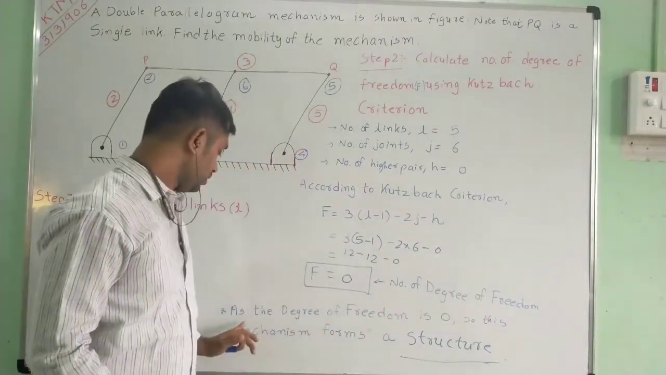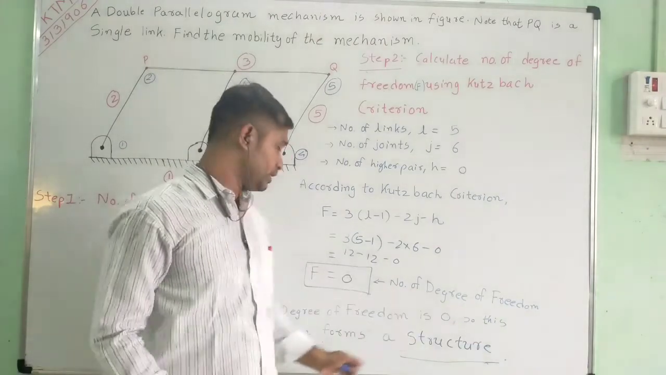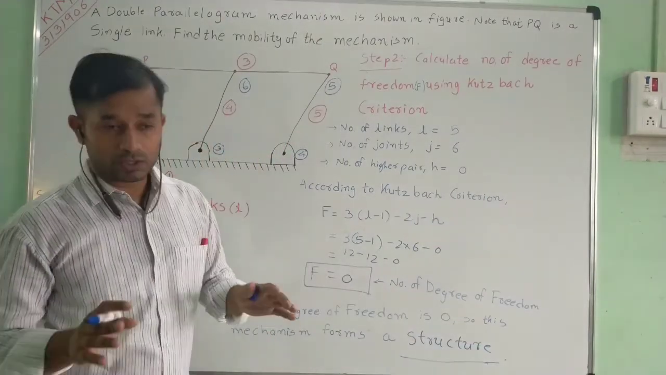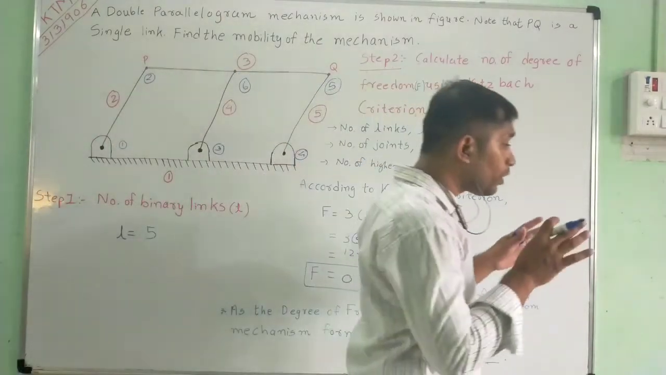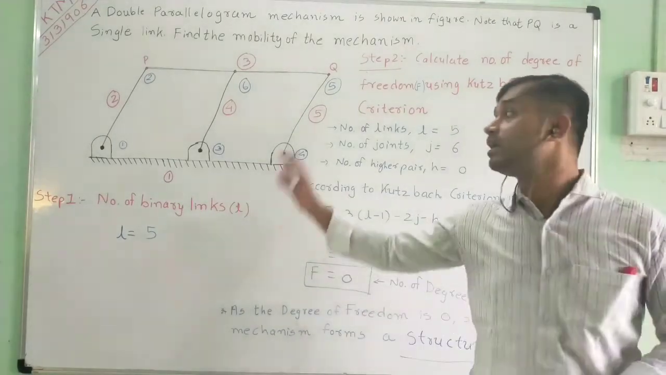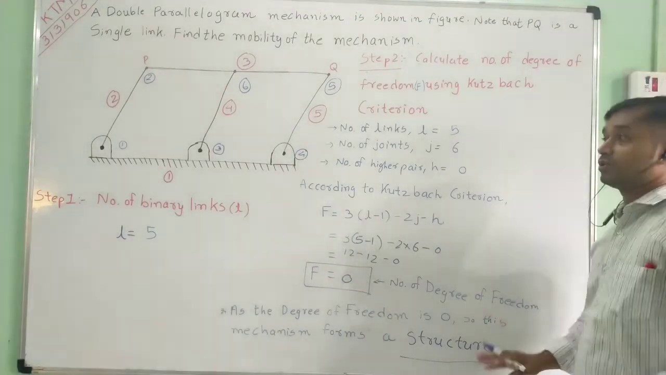What does 0 mean? As the degree of freedom is 0, this mechanism forms a structure. It means there is no relative motion between these links. It is known as a structure.